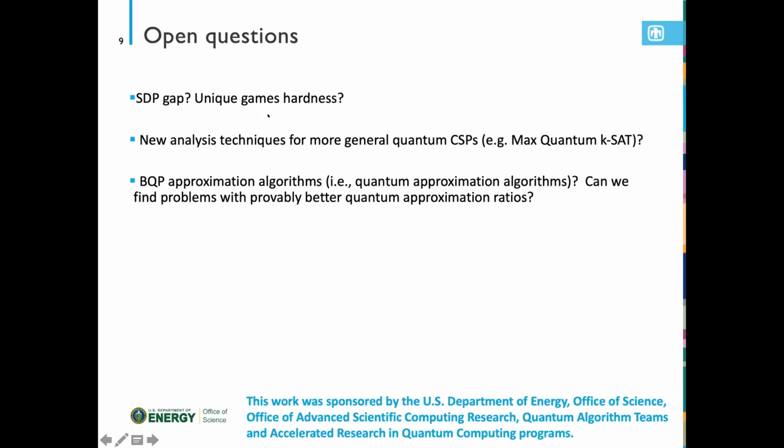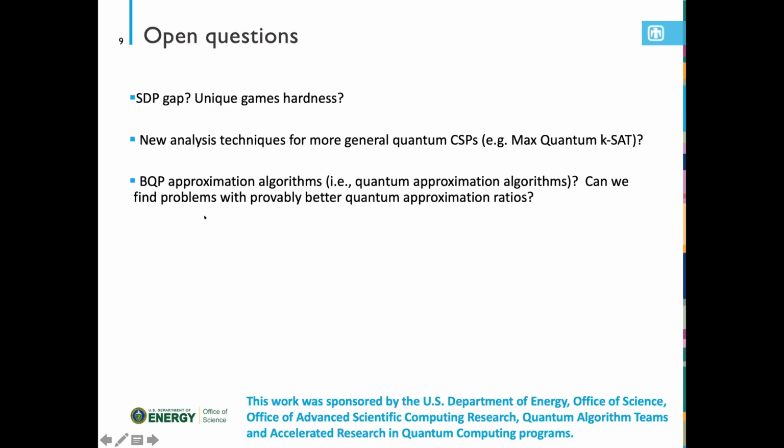For example, there are probably unique games hardness results here. We haven't had time to engage those. So are there other techniques you can use for more general quantum CSPs? In fact, we're looking at CSPs because the notion of generally approximating constrained problems is really unexplored. For things like set cover, no one really knows even how to come up with good formulations of those. So this is just the first step.